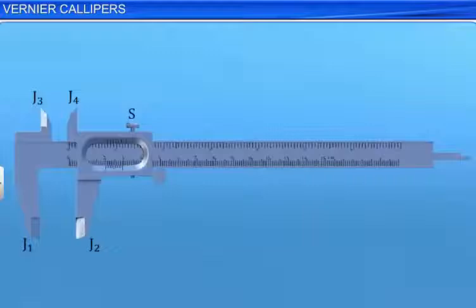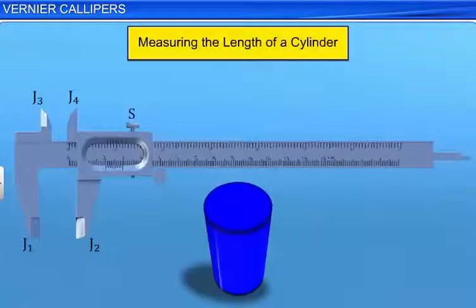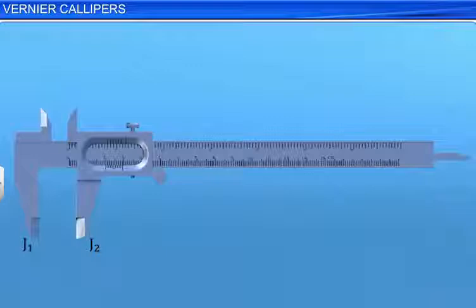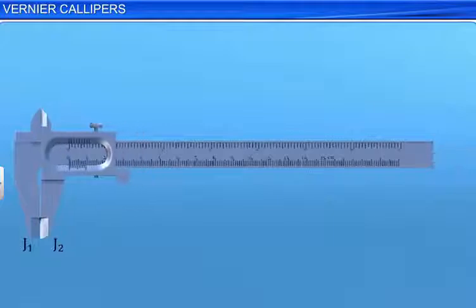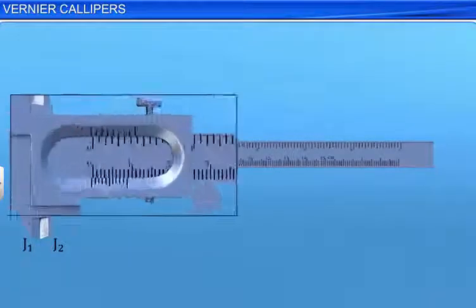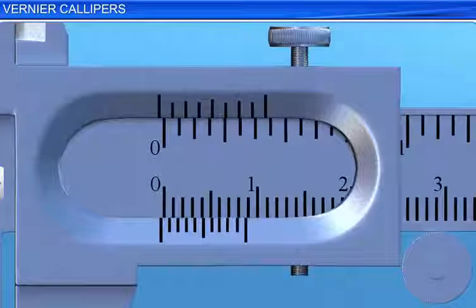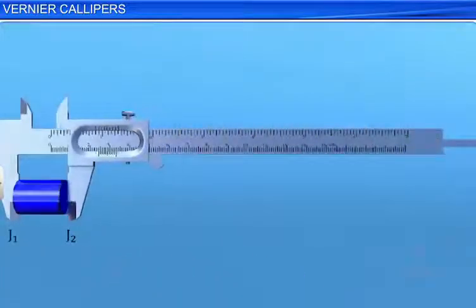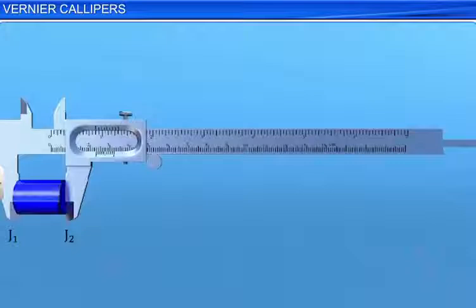Let us now see how to measure the length of a cylindrical rod. First, find the least count, LC, of the vernier calipers. Bring the two external jaws in contact and check the position of 0 on the main scale and the vernier scale to see if there is any error. If there is any error, then note it down and calculate the zero correction. The movable jaw, J2, is moved and the cylindrical rod whose length is to be measured is placed between the two external jaws. Now the vernier scale is fixed by tightening the screw S.